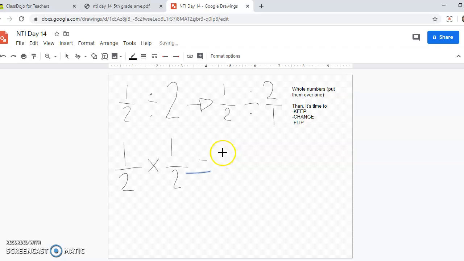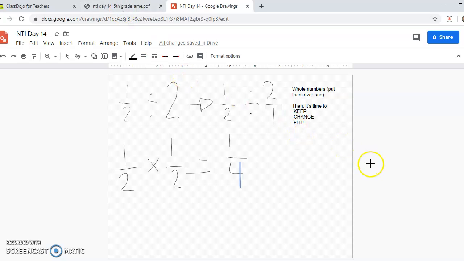There we go. Okay, so 1 times 1 is just 1, you know that. And then 2 times 2 is 4. And that is how you would multiply for that problem. Okay, so there's your example on that one.